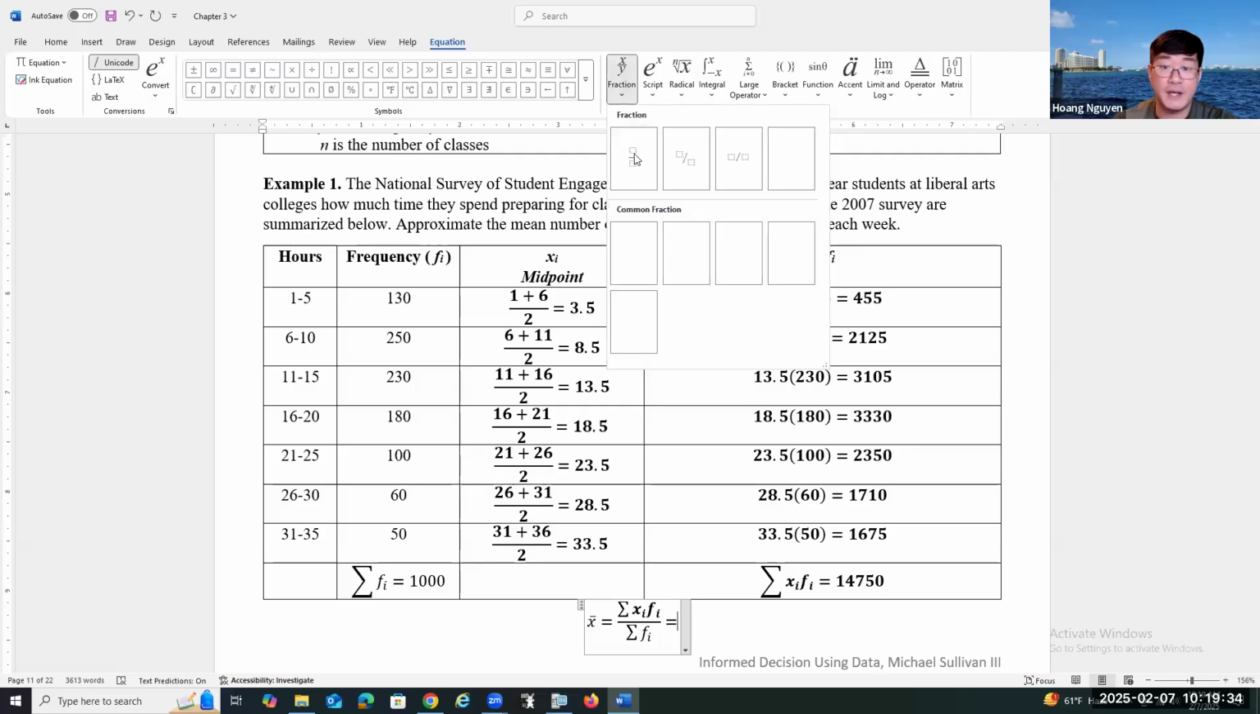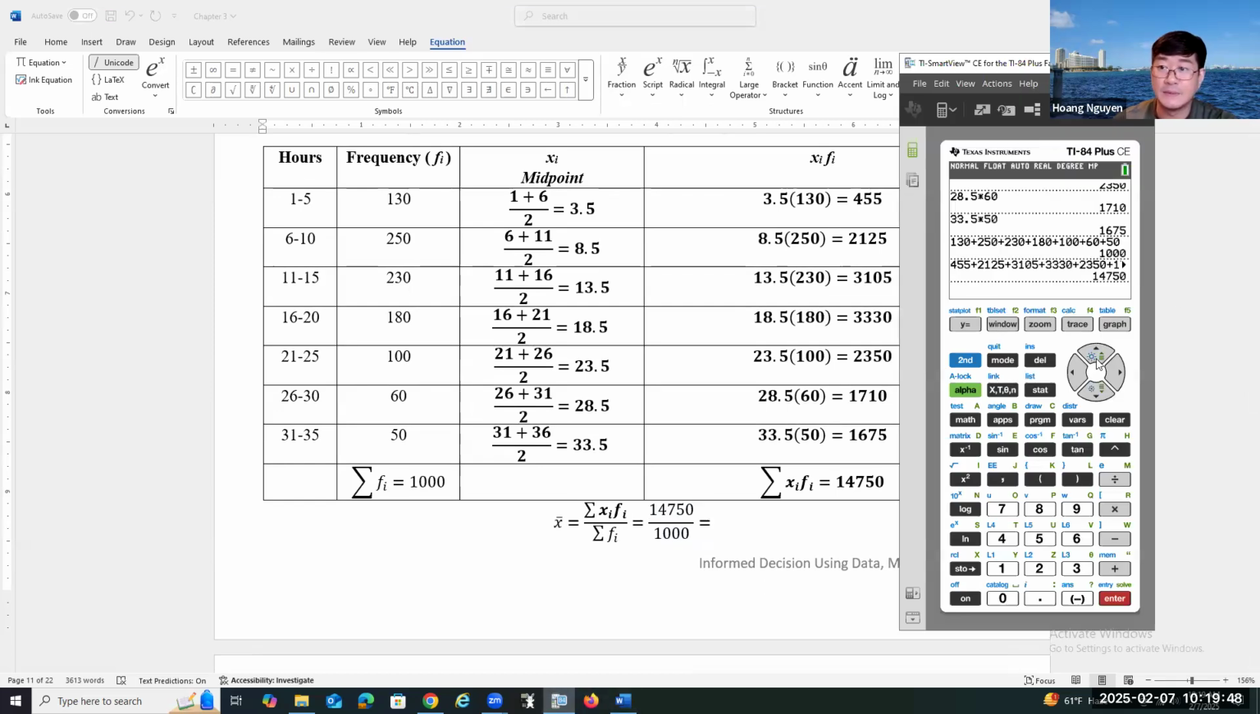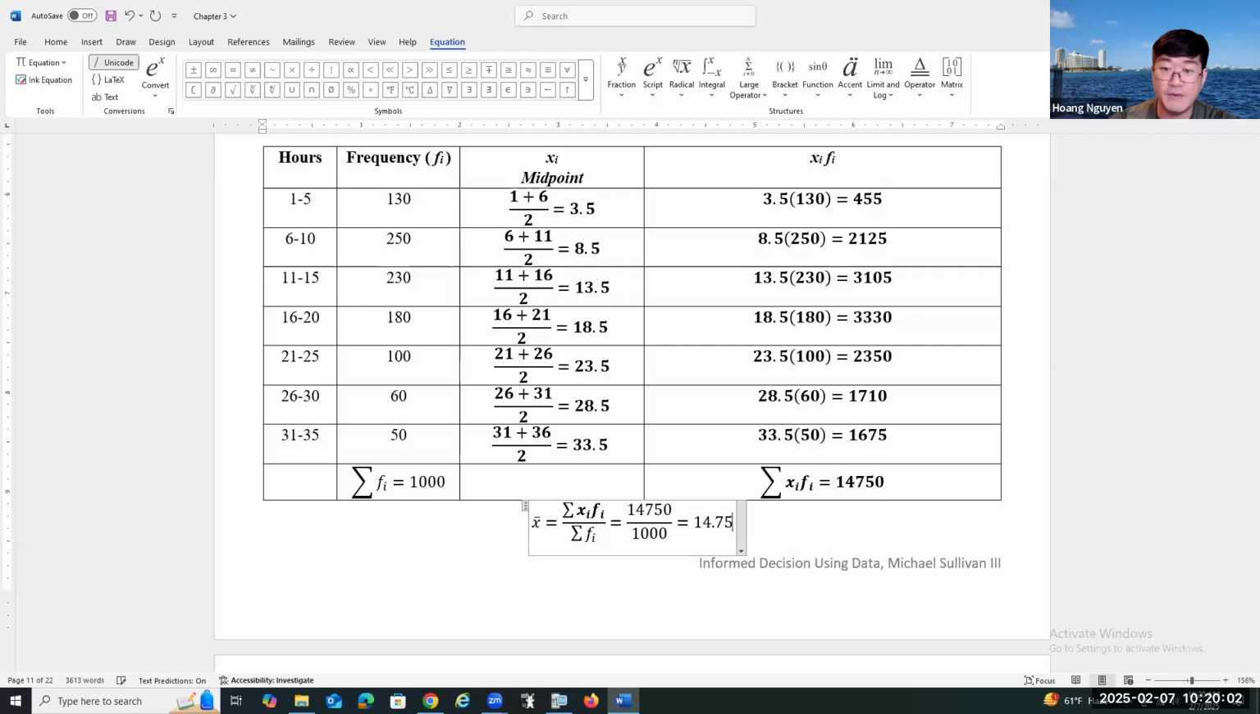Now let's see what the answer is. So we have the summation of xi times fi, 14,750, divided by the summation of fi, which is 1,000. So the answer is going to be 14.75. That's the approximation for the mean. And just in case, the unit for this answer will be in terms of hours. So we can say that on average, the students spend about 14.75 hours to get ready for a class.